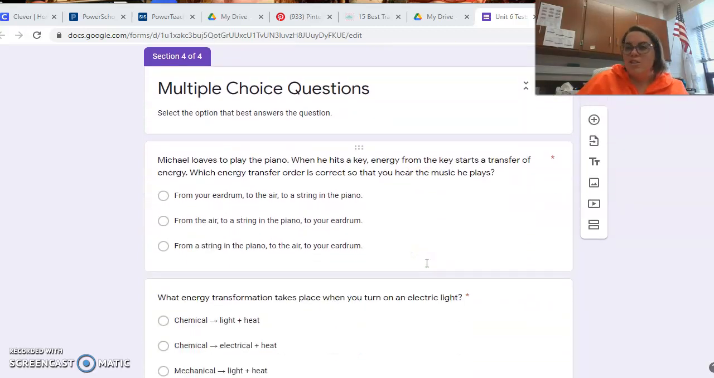All right, last section, it is multiple choice. So here we go. Select the best. So this time you're only picking one answer that is going to complete the question or answer the question, so only one in this section.